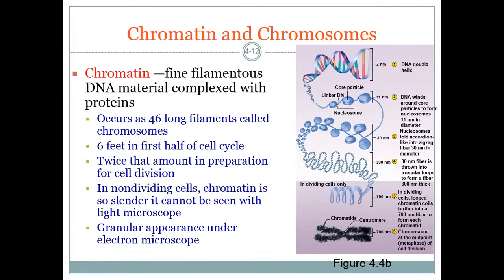Alright, so let's dive into the DNA structure itself. We have something called the chromatin. What is the chromatin? You guys have read ahead, but DNA is complexed with proteins to form a fine filamentous material called chromatin. Now, human chromatin consists of 46 long filaments called chromosomes.